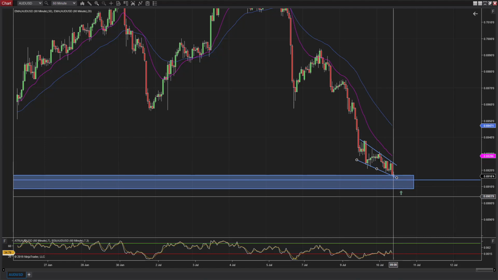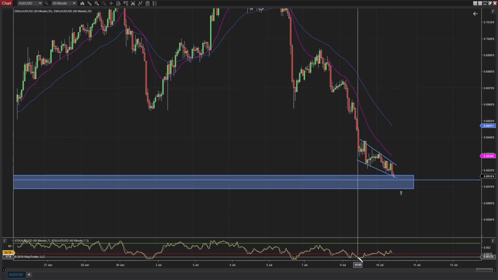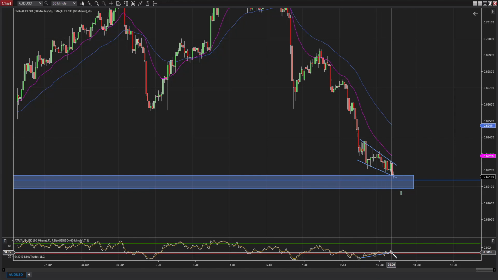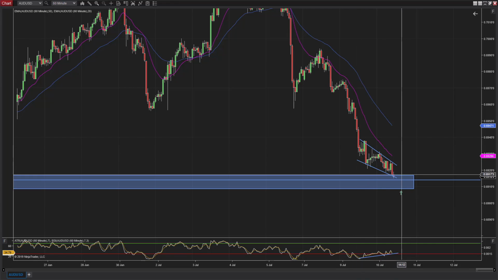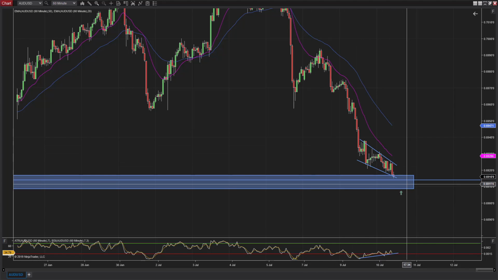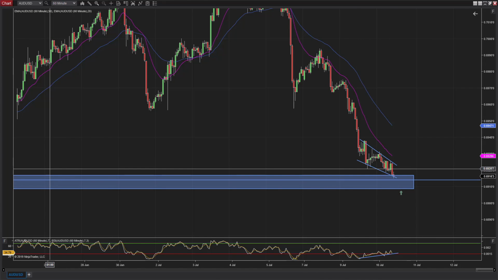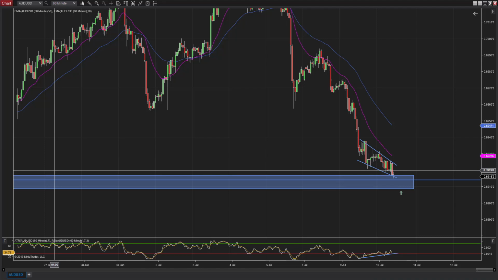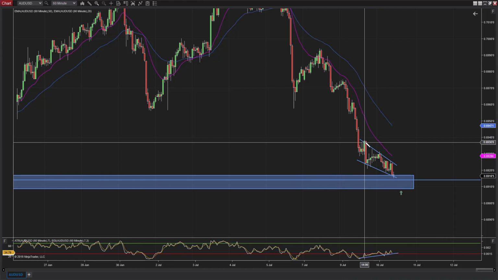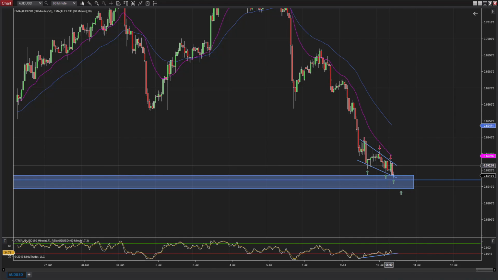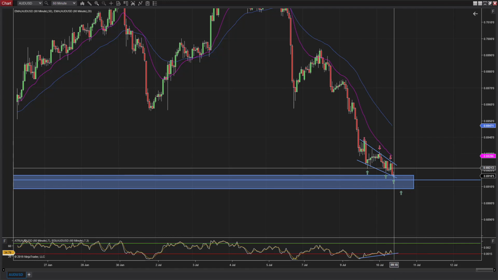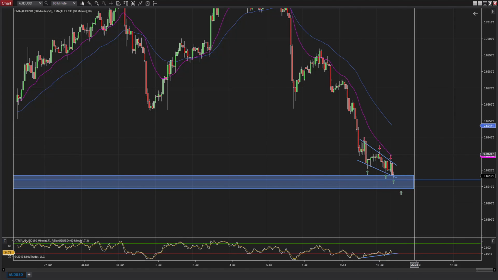Essentially, we've got our descending channel, we've got bullish divergence on the RSI, bearish price action in the form of a descending channel, at structure. We've had numerous tests of that level. 1, 2, 3, 4, 5.